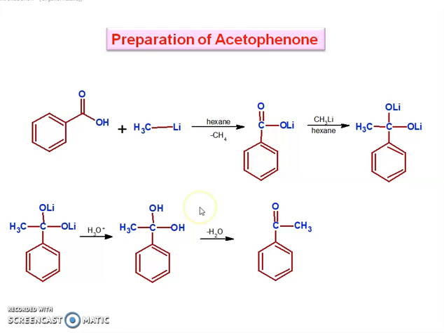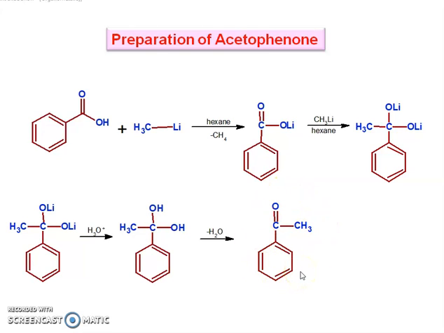But in these reactions, one step is very important. You know that aromatic acids like benzoic acid are very less reactive, and therefore we prepare acetophenone by using other reactions like the Grignard reaction, which is not possible for the preparation of acetophenone, but by using alkyl lithium, we can easily prepare this type of acetophenone.